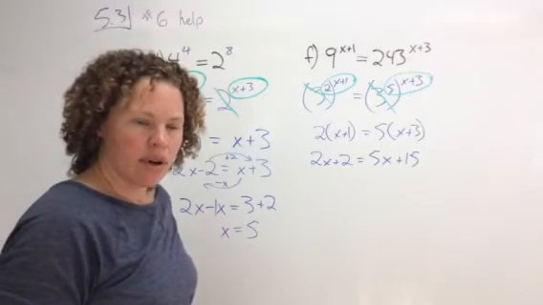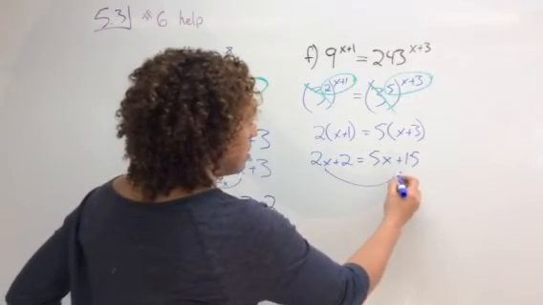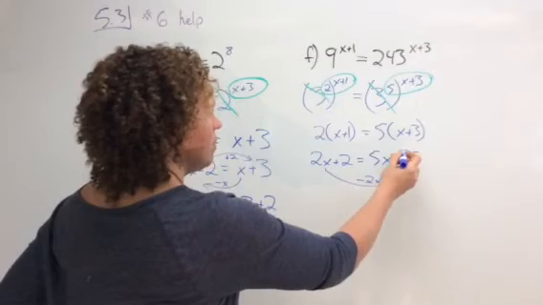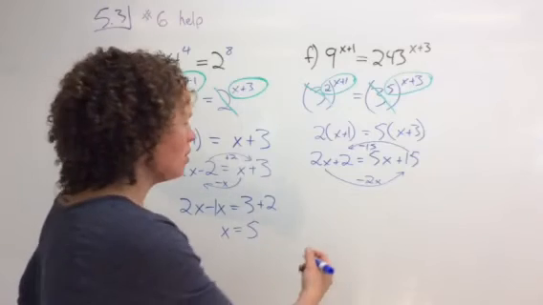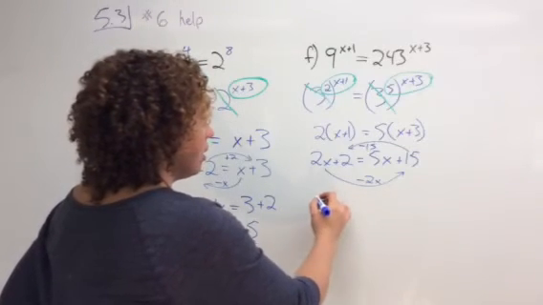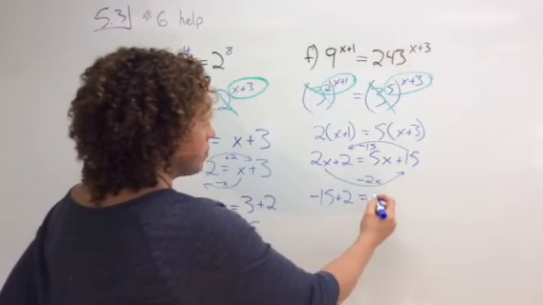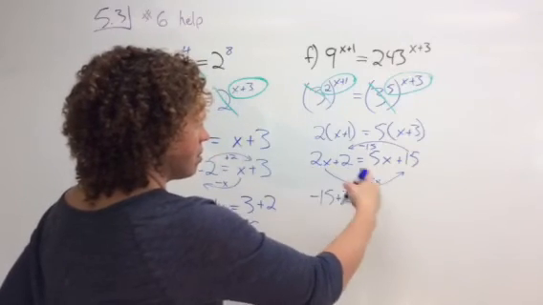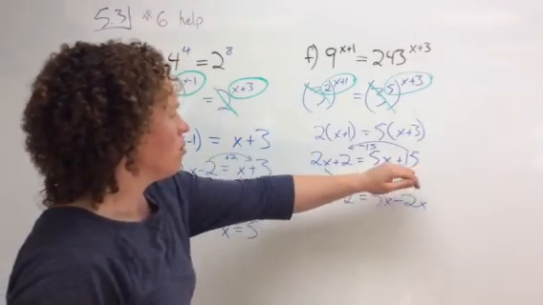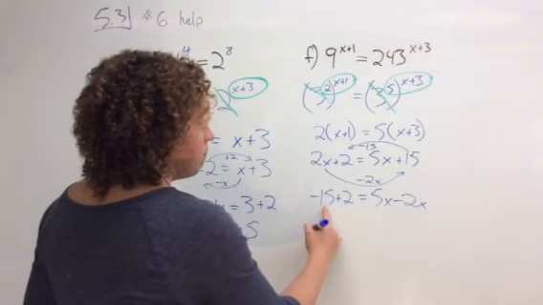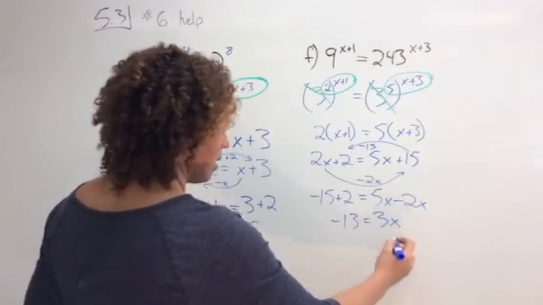Again, I don't like negatives, so I'm going to move the small x over to the side that the big x is on. And so my 2x is going that way as a negative 2x, and my 15's coming this way as a negative 15. And you could have done it the other way, it doesn't matter. It works out the same in the end. I'll have negative 15 plus 2 equals 5x minus 2x. So I move my x's over here, move my numbers over here, it's beautiful. Negative 15 plus 2 is negative 13. 5x minus 2x is 3x.